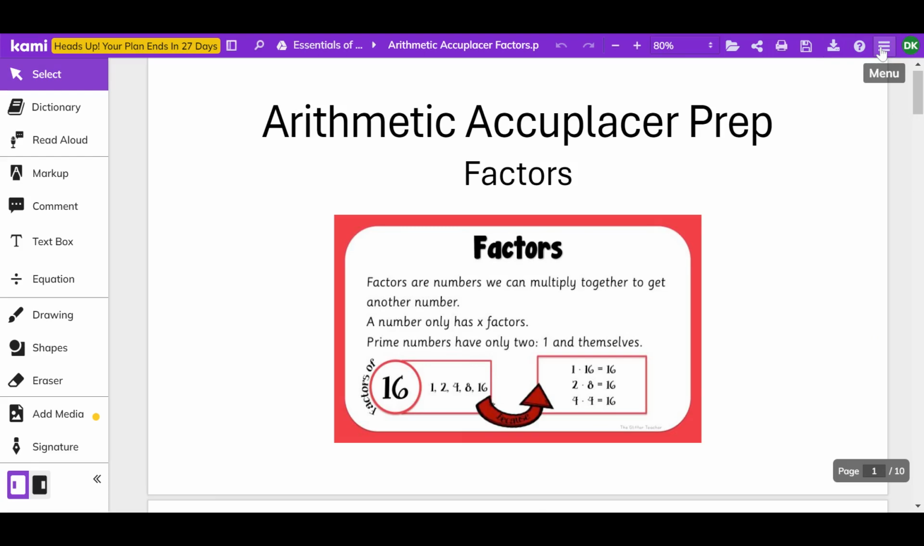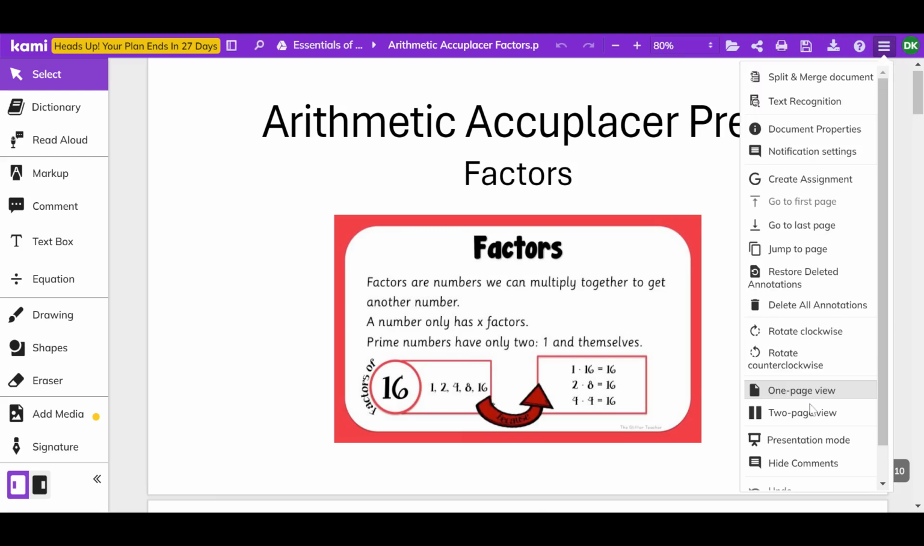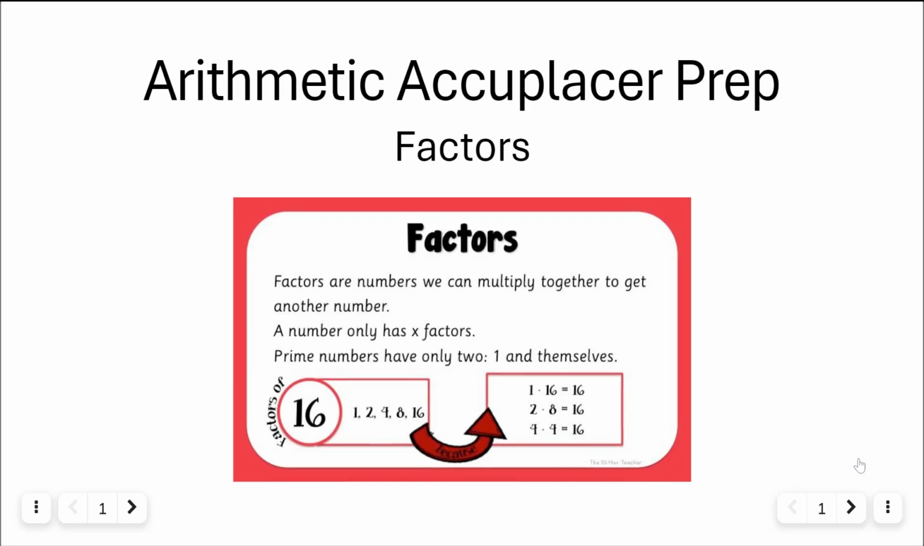Today we're going to be talking about factors. Factors of numbers. Numbers that divide evenly into another number. So factors are numbers that we can multiply together to get another number. Every number only has a certain number of factors, and then that's it. And prime numbers have only two factors, one and themselves.